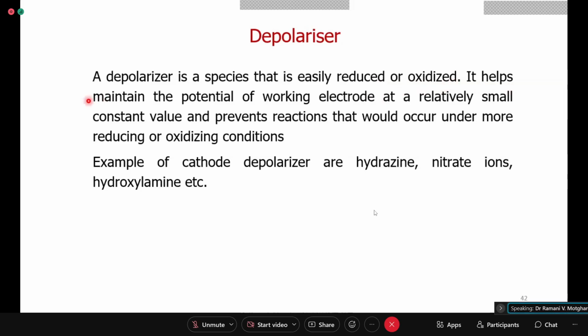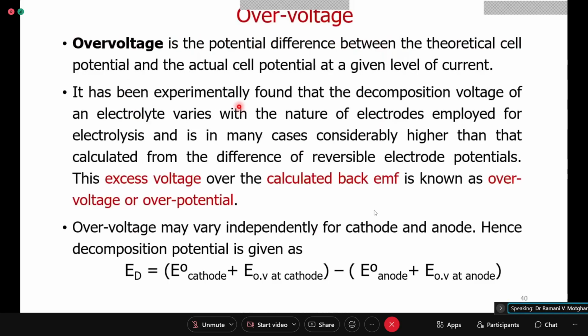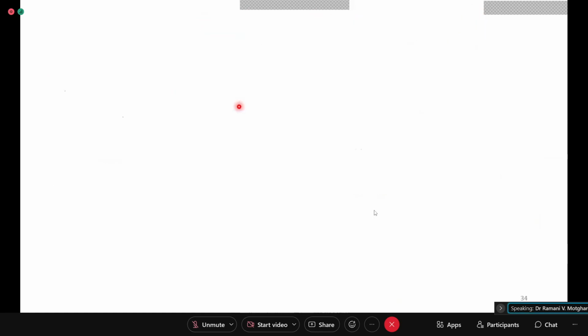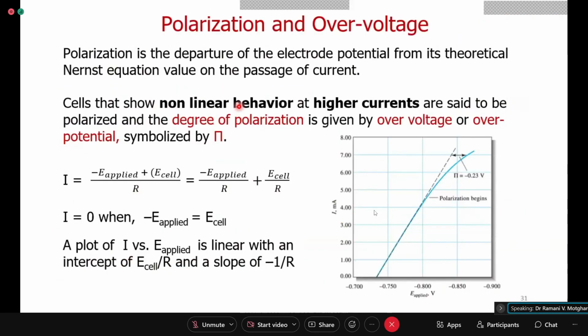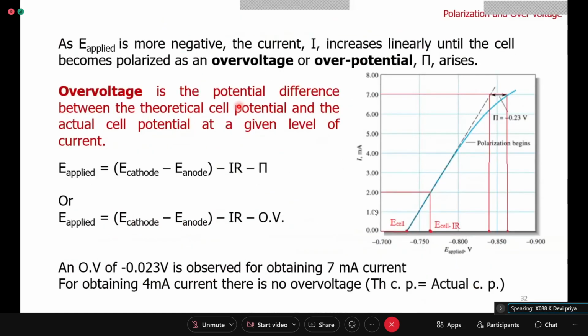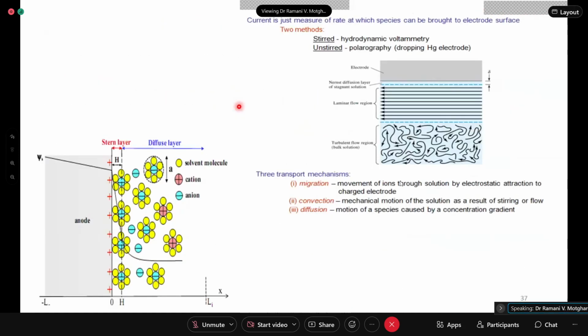Please go to the previous slide. Yes, these two are important: over voltage and the decomposition potential slide. Decomposition potential is the potential when active electrolysis takes place. Ma'am, we have class now. Okay, yeah, this is almost done.